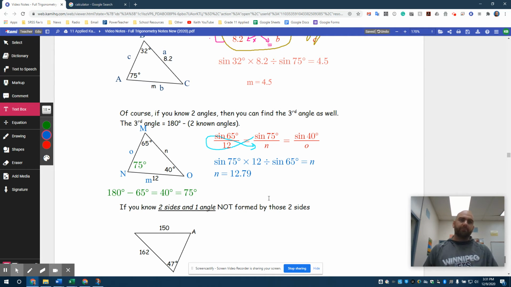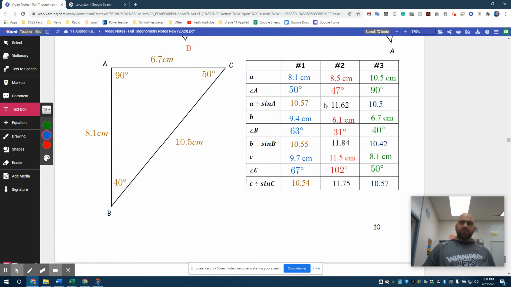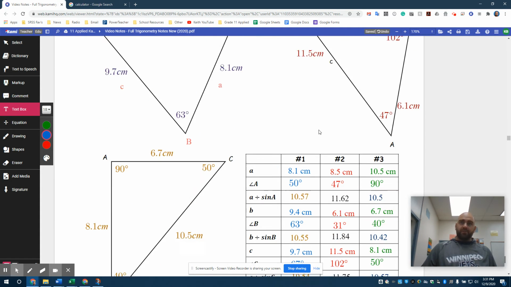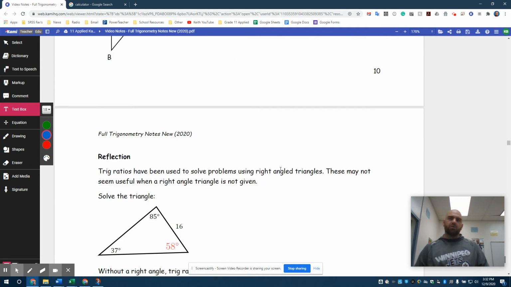Okay, 12.79. Now here's something that I want to go over really quickly. Something that you'll notice is, and I'm going to go up to the original page here, the bigger the angle, the bigger the side connected to it. So you'll notice here that in this triangle one, C is the biggest angle and side C is the biggest side. Angle A is the smallest angle and side A is the smallest side. So really important to notice that that's the case in all triangles.